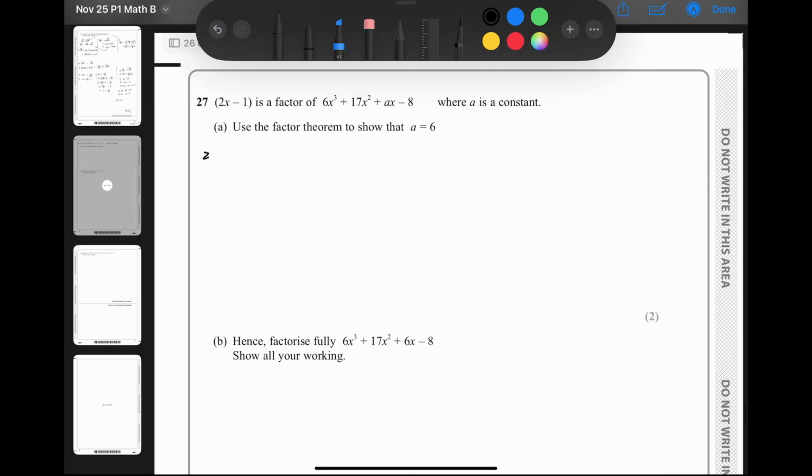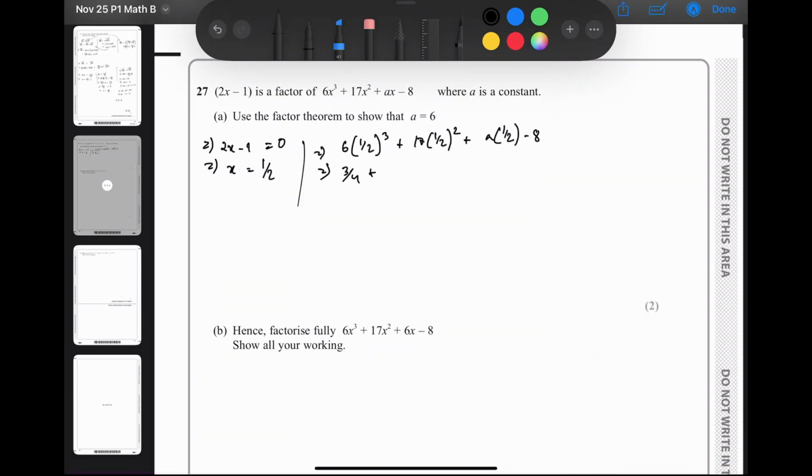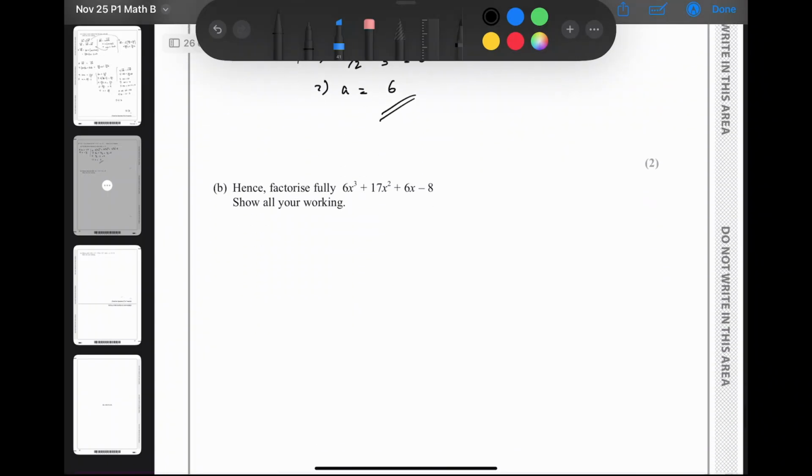For question 27, at A, we will equalize 2x minus 1 to 0, get x equal to half and put it in the equation, then equate it to 0 to get the value of A. At B, we will use the same 2x minus 1 to do long division on our big equation and simplify.